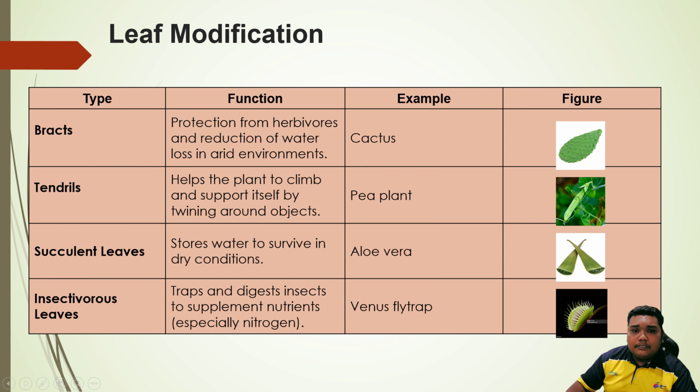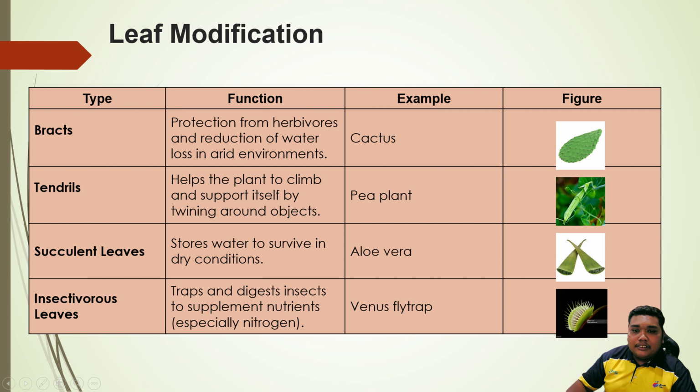Next we go to leaf modification. We have four types, the first of which is bracts. The function of bracts is protection from herbivores and reduction of water loss in arid environments, such as cactus. So these are usually found in desert areas or areas that are always hot.